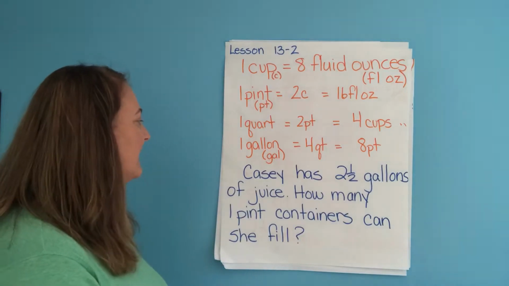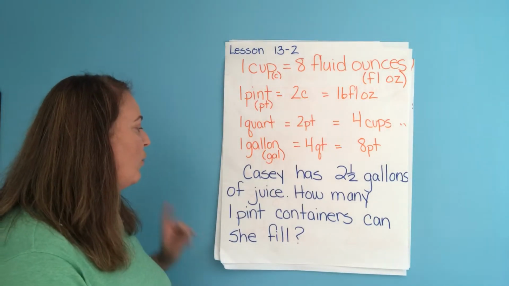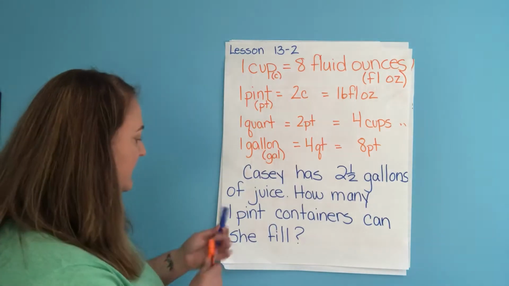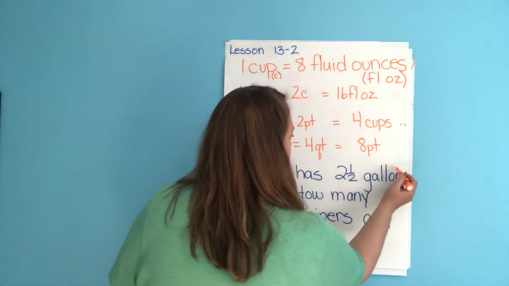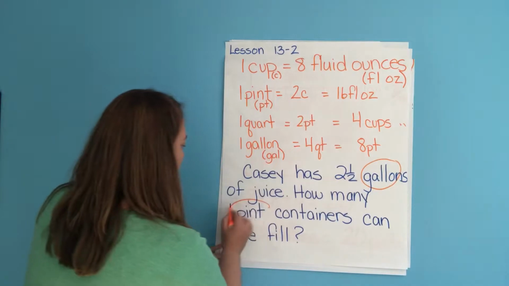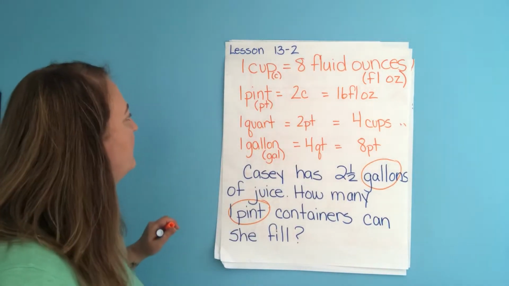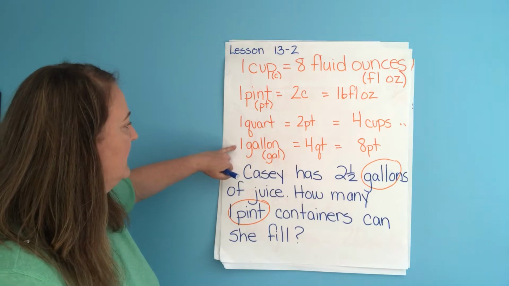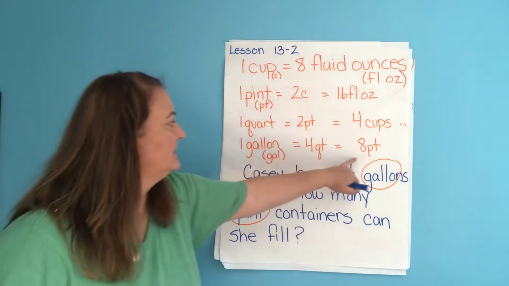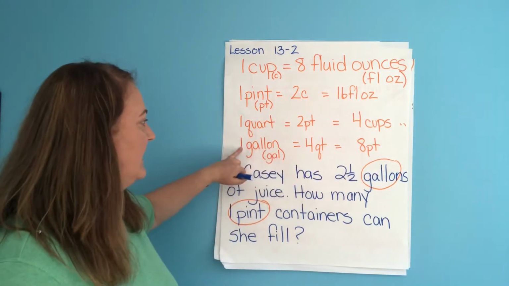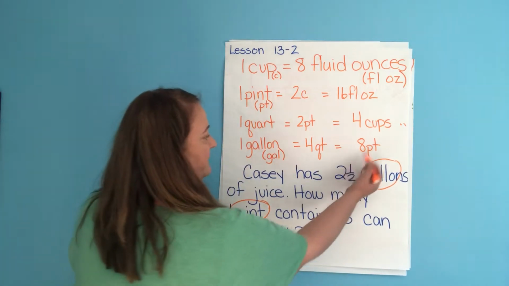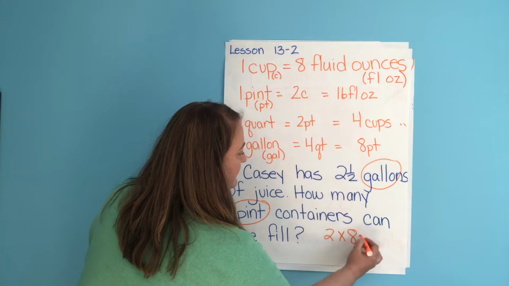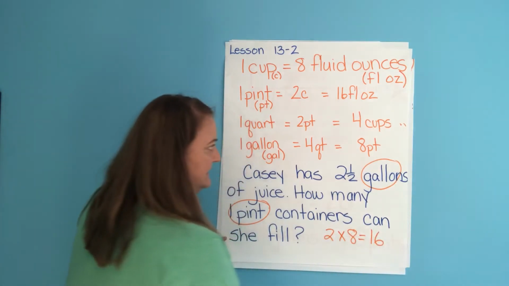Casey has 2.5 gallons of juice. How many 1 pint containers can she fill up? So I'm going to circle gallons and pints because that's what we need to know. So if I go up here to gallons, how many pints are in 1 gallon? So there's 8. So we have 2 times 8 equals 16.